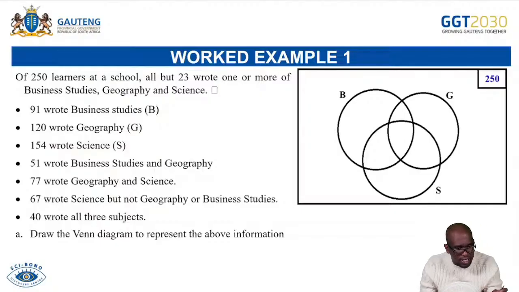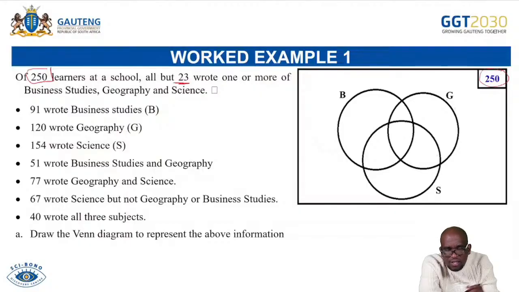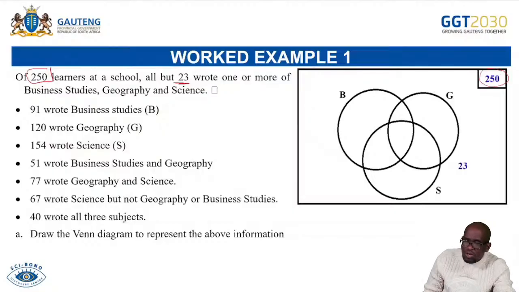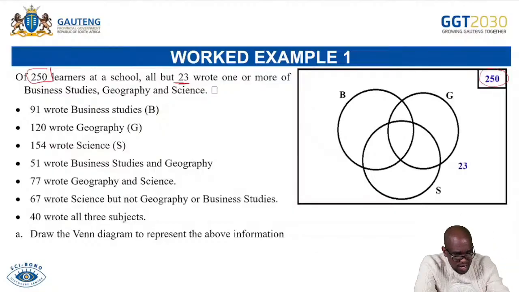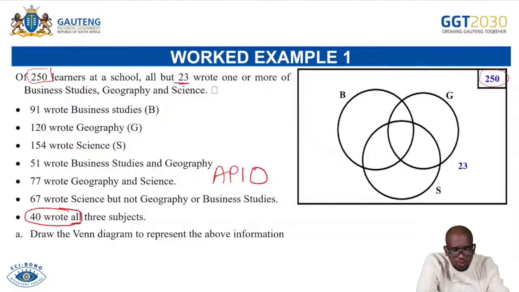We're starting with the Venn diagram. They said 250 learners. I did put the 250 as the number of elements in the sample space. All but 23, which means we need the 23 outside. Now, if you check here, we've animated it. The 23 comes on the outside. And then from there, usually when we follow the APO methodology, we are starting with all. You can see here there is all. 40 wrote all. So we need to start with the 40 as the overall intersection. There it comes through there.